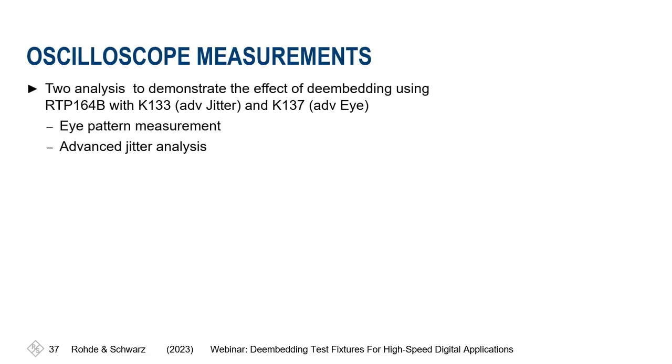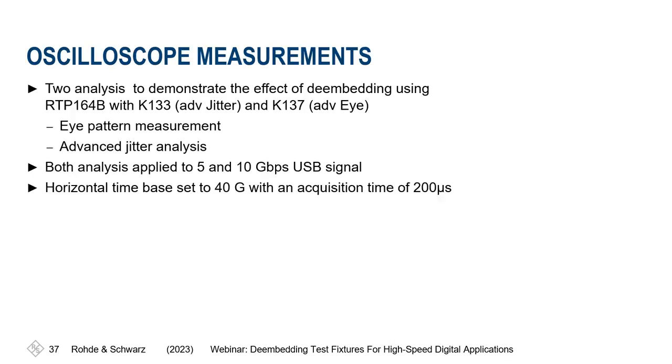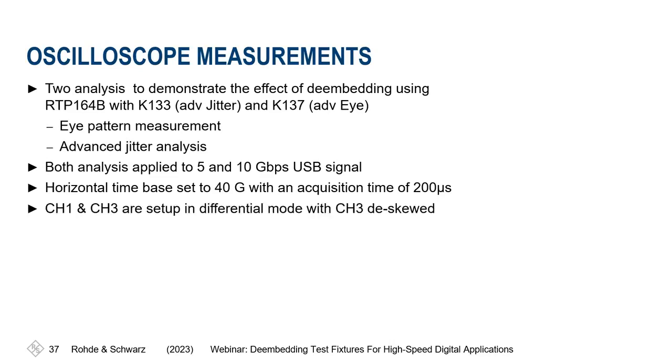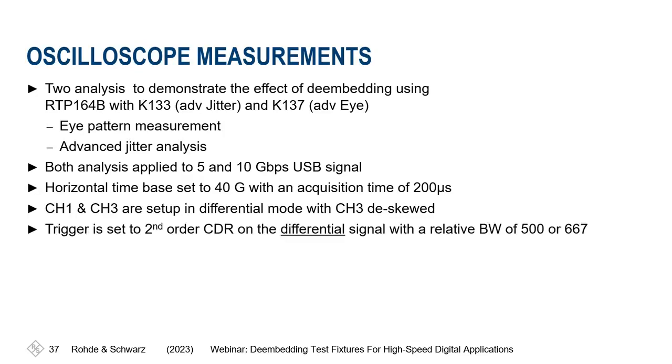We use an RTP 164B with the advanced jitter option and the advanced eye option. And we're doing an eye pattern measurement and then an advanced jitter analysis. Both we do for 5 as well as 10 gigabit USB signals. We set the horizontal time base to 40 gigasamples with an acquisition time of 200 microseconds. And we use channel 1 and 3 in a differential mode with channel 3 deskewed.